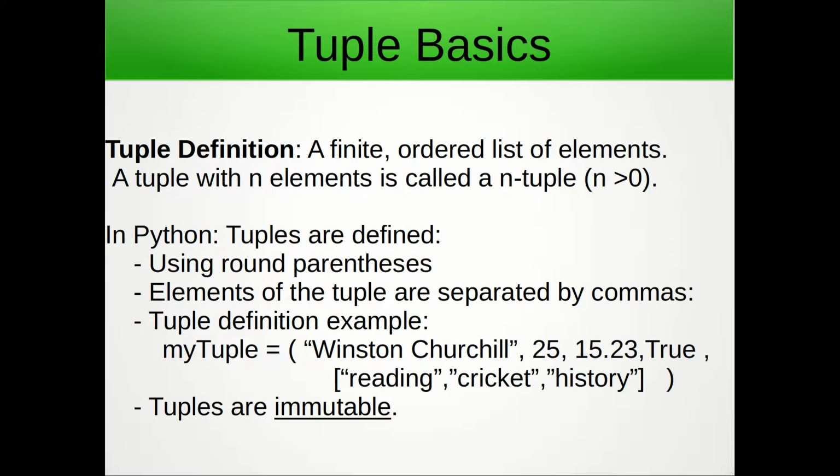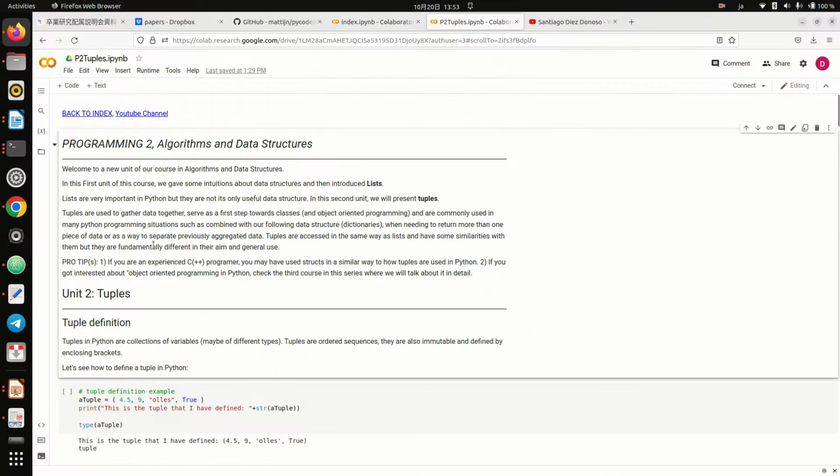First of all, we have the definition. A tuple is basically a finite ordered list of elements, and a tuple with n elements is called an n-tuple: 3-tuple, 4-tuple, 5-tuple. Tuples in Python are defined using round parentheses instead of square brackets as lists were. And they can contain, just as lists could, heterogeneous elements. So all the elements in one tuple can be of different types.